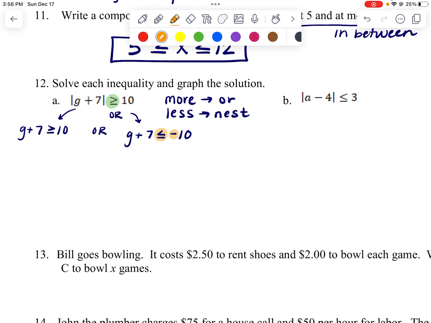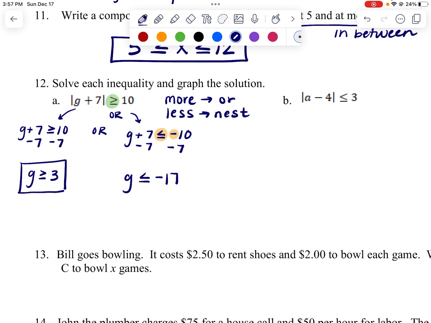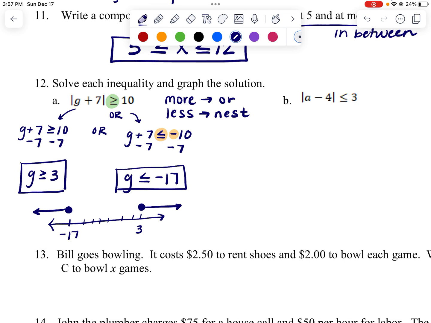So let me say that again. You flip the sign and make it negative. And now we just solve them. So I'm going to subtract 7 from both sides. G is greater than or equal to 3. And if I subtract 7 from both sides, g is less than or equal to -17. Again, graphing -17 all the way to 3. They're both closed circles looking at their sign, and or statements go in opposite directions.